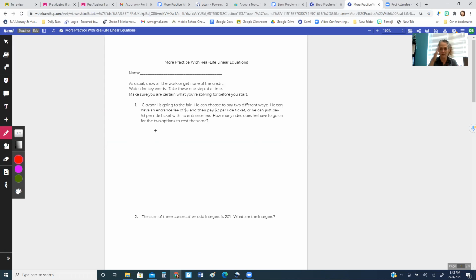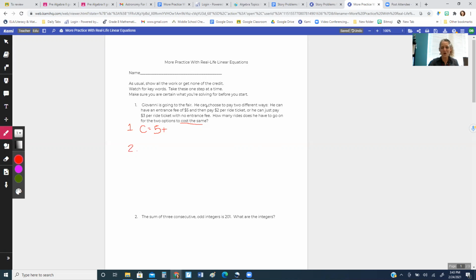Okay, whoa, what do we even do? So we're looking for the same cost. So we need to figure out cost. We have option 1 and option 2. So option 1, what's the cost? Let's read this again slowly. Have an entrance fee of $5. So it's just $5. There's the entrance fee. And then pay, so he's paying more, $5 plus. It doesn't say plus, but it says and then pay. So we know it's more.